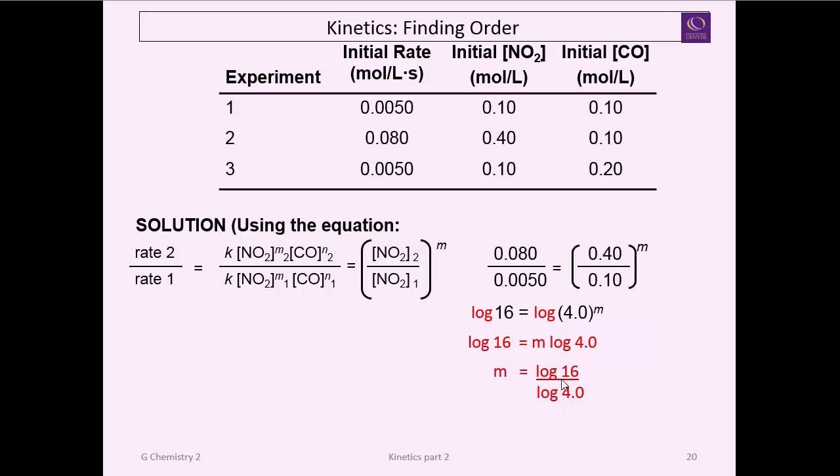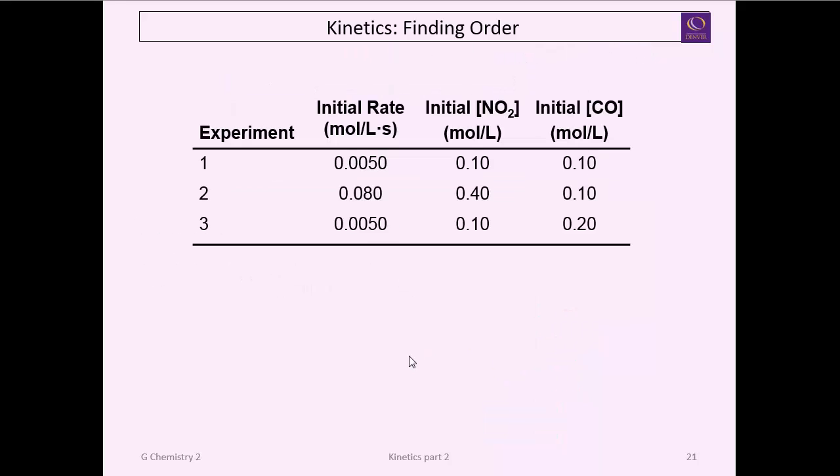M equals the log of 16 divided by the log of 4. And now all you have to do is plug that in on your calculator and chug, and you would end up with 2. And this will solve for exponents that are more complicated. It's a good trick, and you should practice it and use it in your homework. So now when we get done, we found out that CO doesn't influence the rate of the reaction, but only NO2 does, and it's a second order.